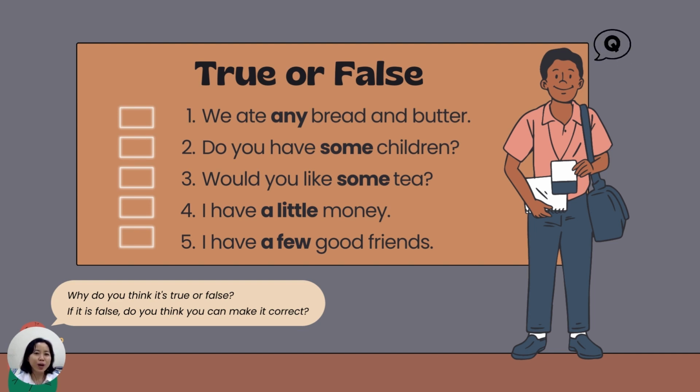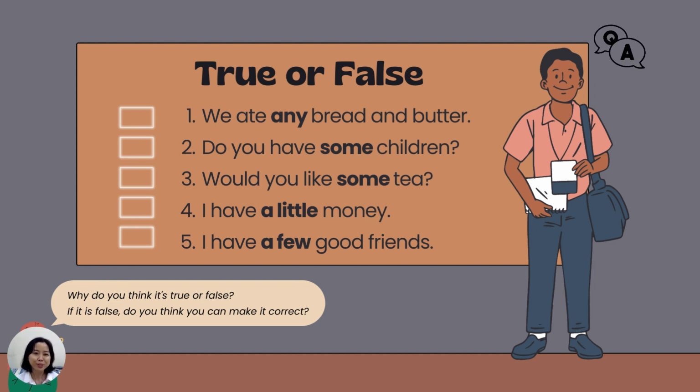Let's see this one. I want you to answer true or false for the use of some, any, a little, or a few in these sentences. I have five sentences, and I have put any, some, a little, and a few in those sentences. I want you to check by yourself. Is it true or false? Let's begin with number one. We ate any bread and butter. Do you think it is true or false?